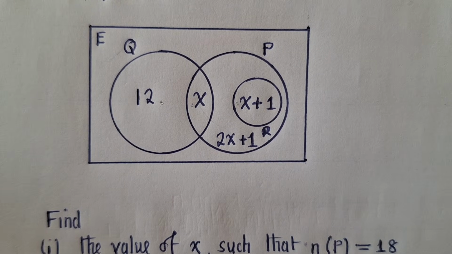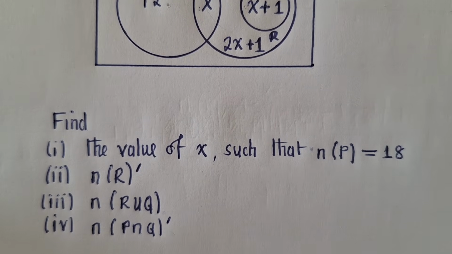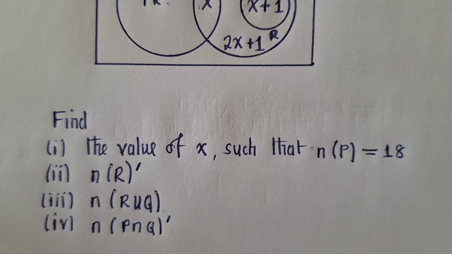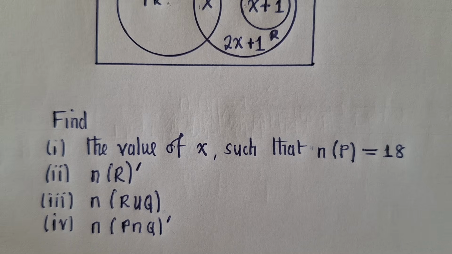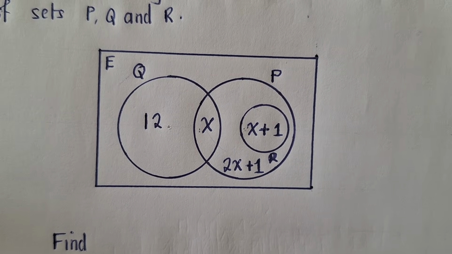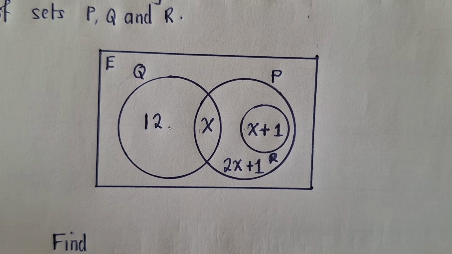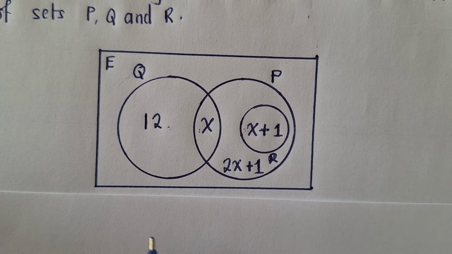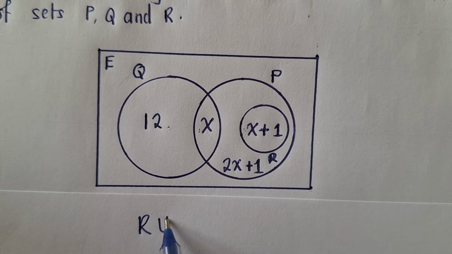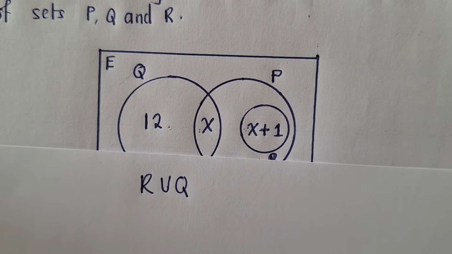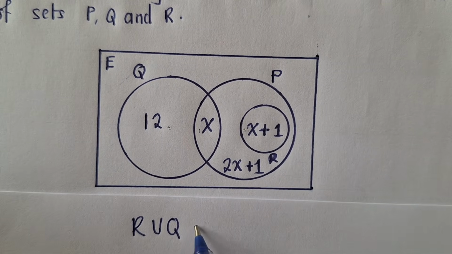For question number 3, they are saying number of elements in R union Q. So let's identify our R union Q. R union Q will simply be equal to, okay, this is what we want.